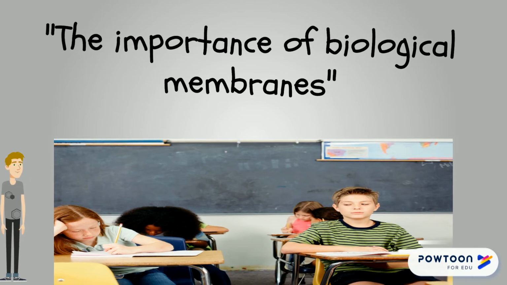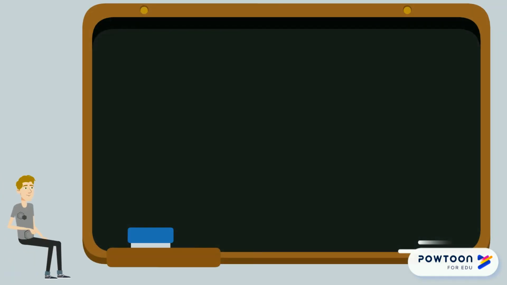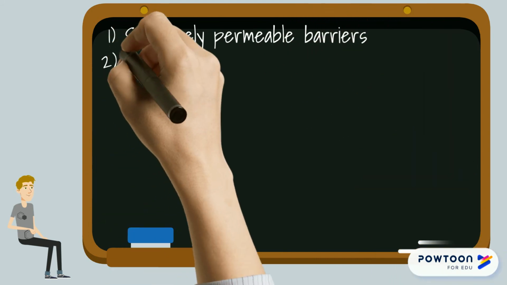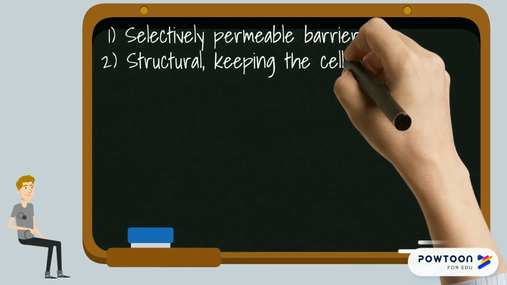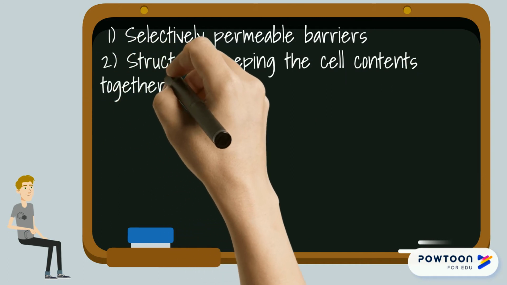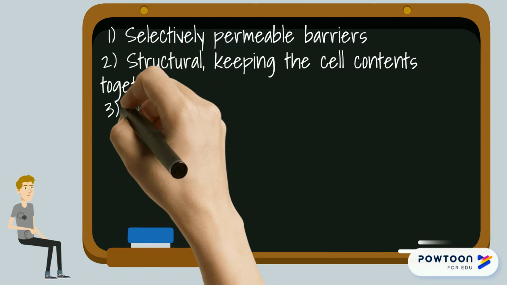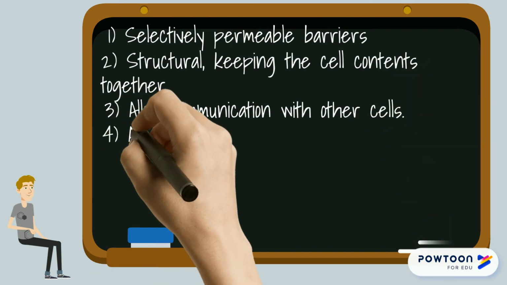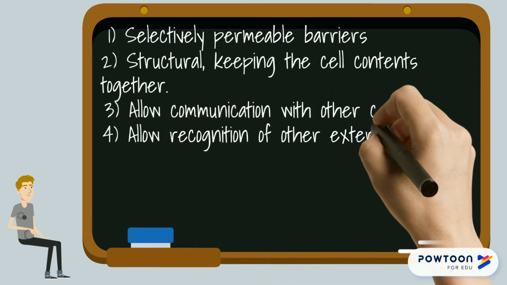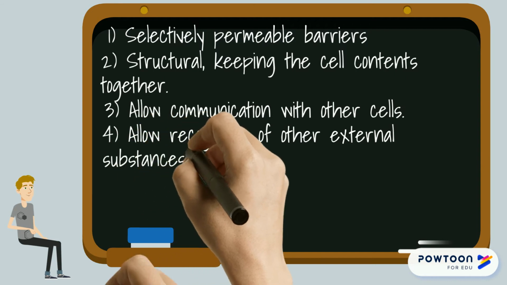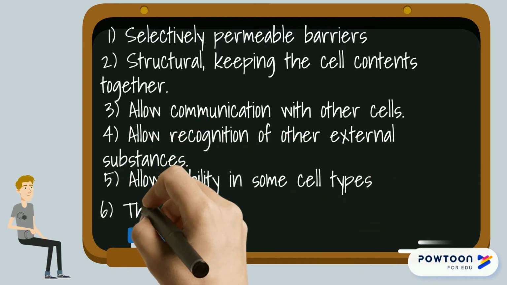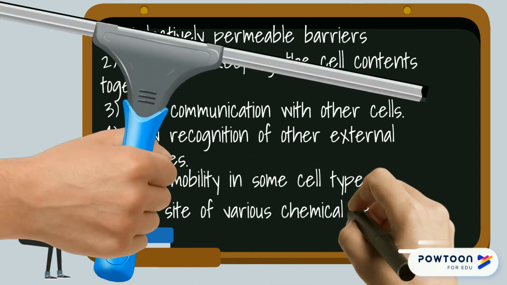These roles are: number 1, selectively permeable barriers; number 2, structural, keeping the cell contents together; number 3, allow communication with other cells; number 4, allow recognition of other external substances; number 5, allow mobility in some cell types; number 6, the site of various chemical reactions.